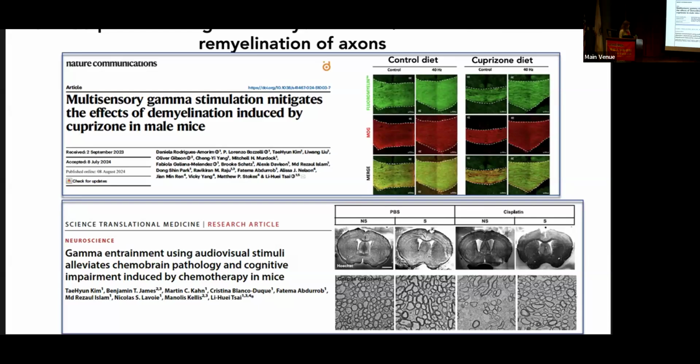We also use another method to induce white matter injury using a chemotherapy agent, cisplatin, and this can induce so-called chemobrain pathology as well as affect axonal myelination integrity, as shown here using transmission electron microscopy of the corpus callosum. You can see a lot of the axons are without myelin protection. But with the stimulation, you can see a restoration of myelination.